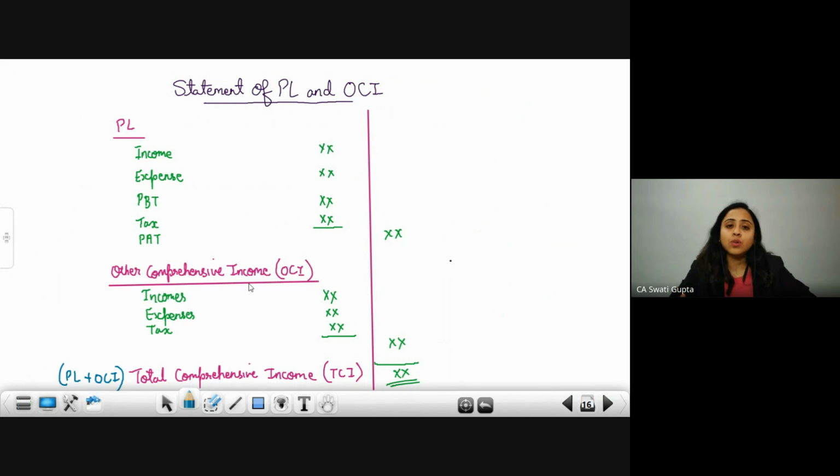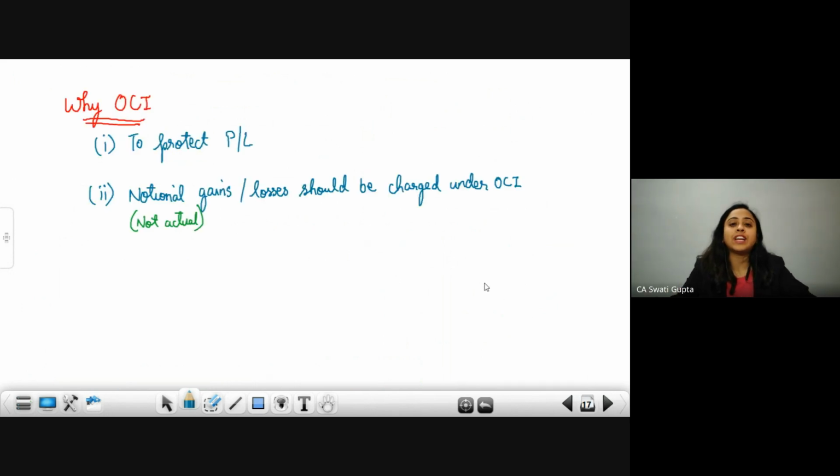Got it. So in order to secure our PL and show only the actual incomes and expenses, the OCI has been developed and introduced, and it says that all the notional incomes and expenses should be charged under OCI. So why OCI? OCI is just to protect your PL from unnecessary fluctuations.